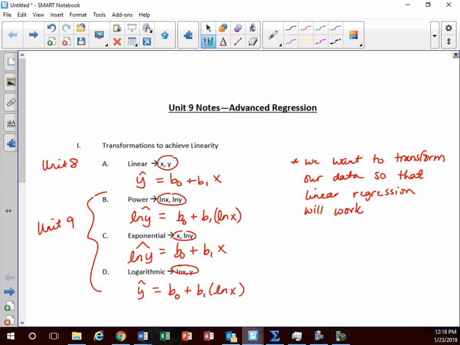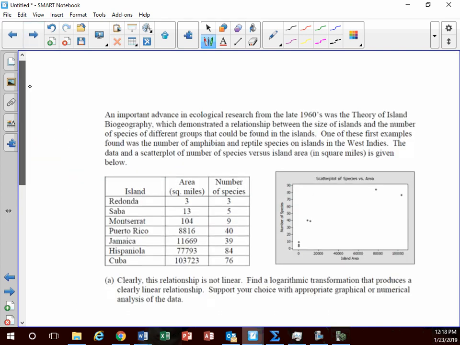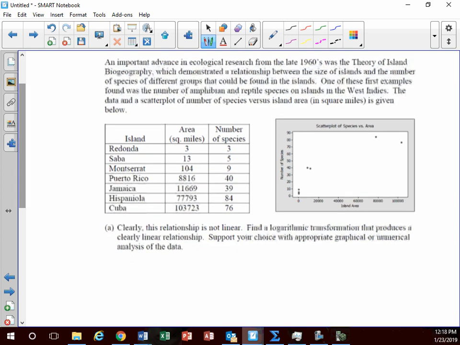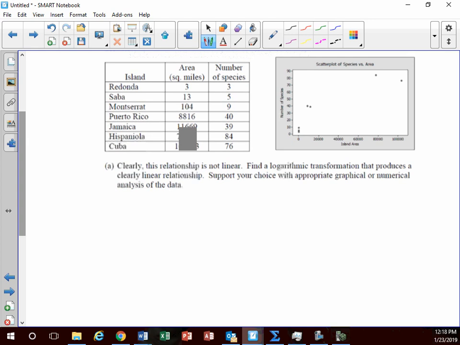So that's what we're going to do. We're going to practice one. So if you look at the next page, guys, we're given this set of data points. And you have to pick which one gives you the best straightening, in a sense, of your data value.